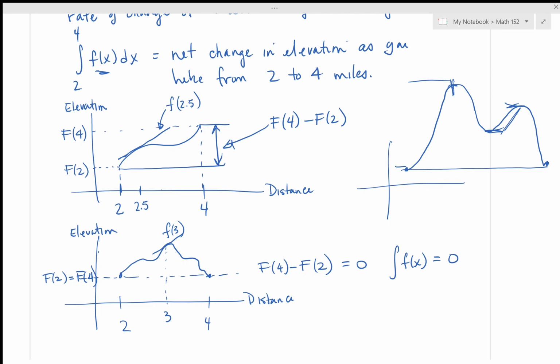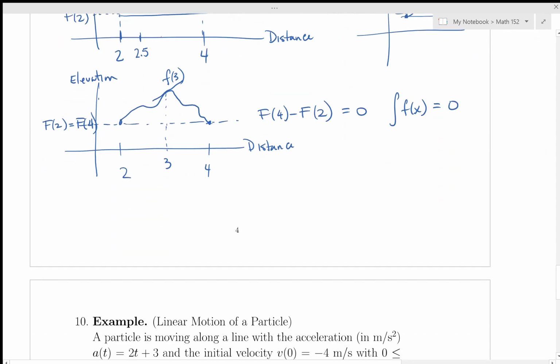Okay, so we're going to try to not mix up net change and what we're going to call the total increase, the total amount of uphill walking. We're going to see this in a distance example, in a linear motion example, coming right now. In my experience, that's easy to make a mistake about.